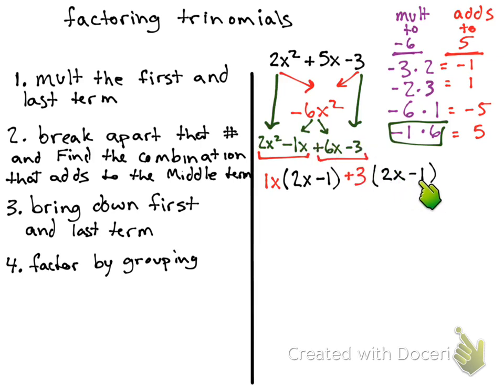Negative 3 divided by 3 is negative 1. And then group the whole entire thing together. The parentheses are both the same. They're both 2x minus 1s. So you take that, bring it to the front. Or you can just bring it down. And then the other parentheses is the 1x plus 3.